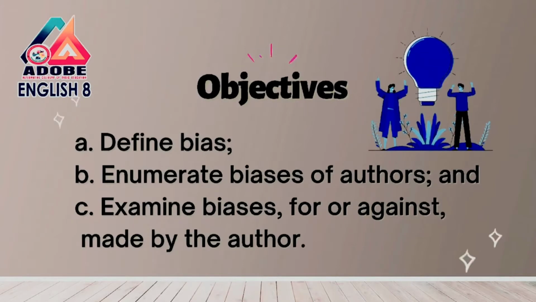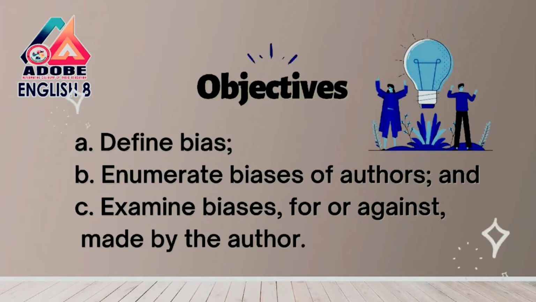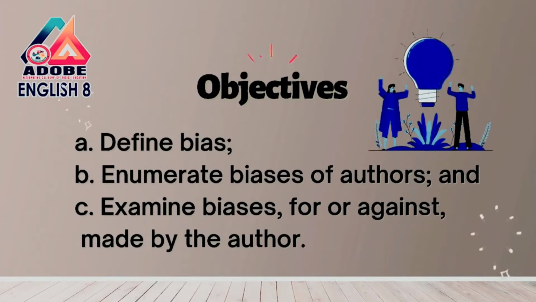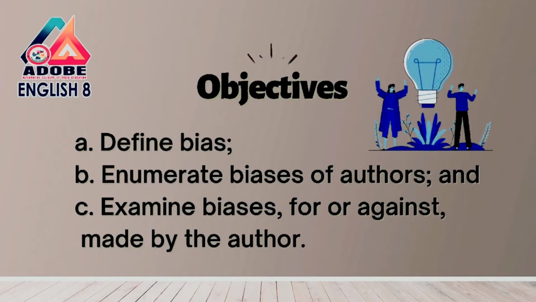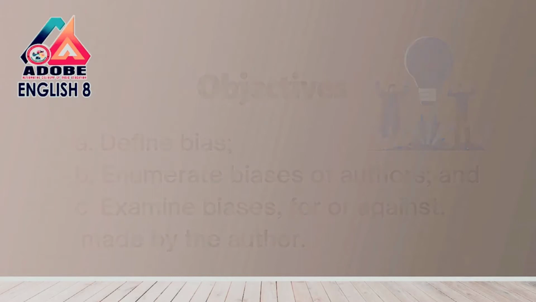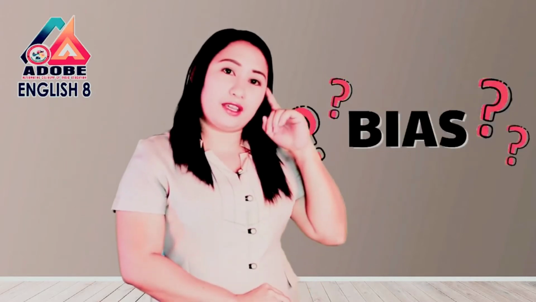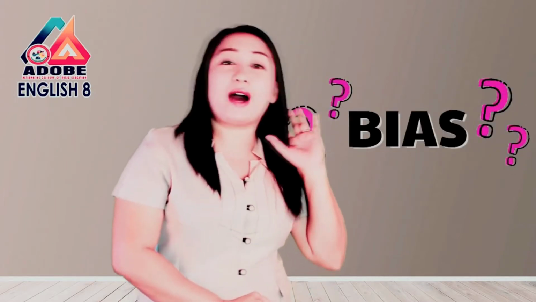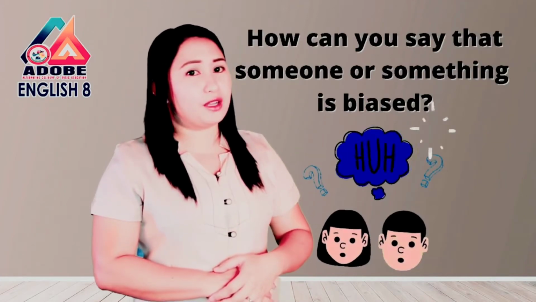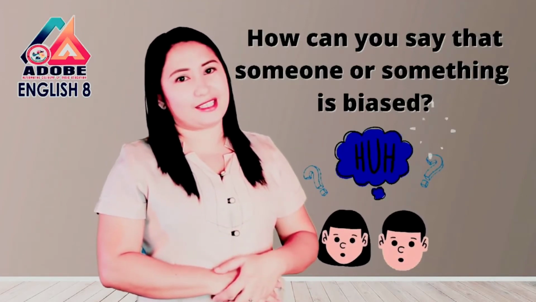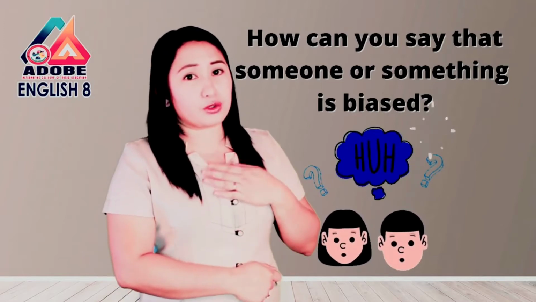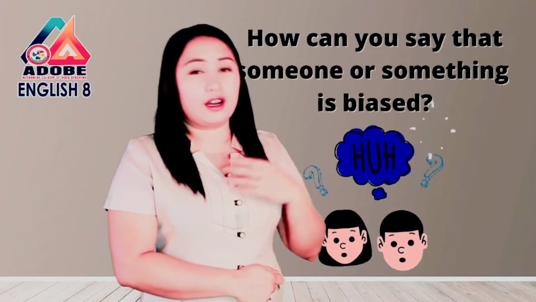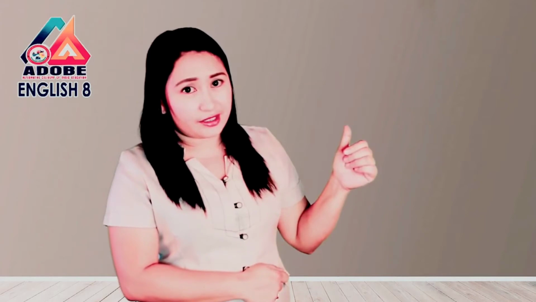Today, you will be able to define bias, enumerate biases of authors, and examine biases for or against made by the author. What comes to your mind when you hear the word bias? How can you say that someone or something is biased? I'm sure you want to learn more about it. Are you ready, grade 8 learners?